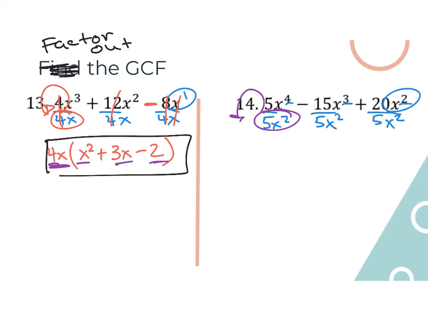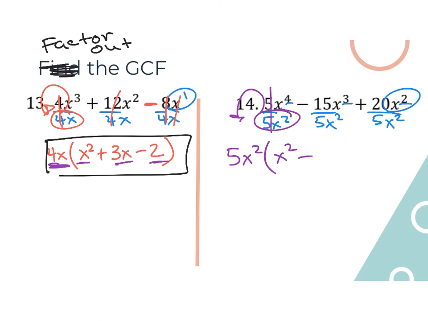Okay, so now let's actually take that GCF and put it out front and do the division. It's going to be out front of our remaining polynomials. So I have a 5x squared for the GCF. Now do the division. 5 divided by 5 goes away. X to the fourth over x squared is x squared.